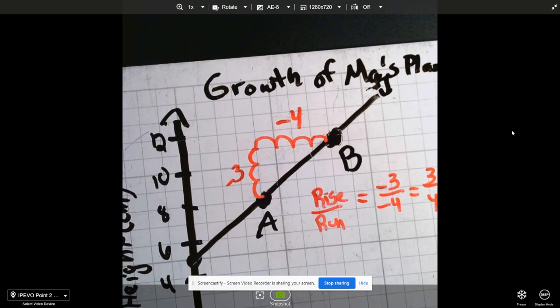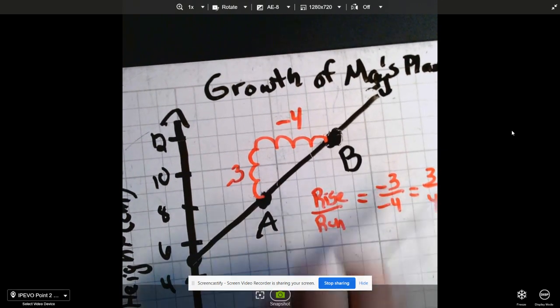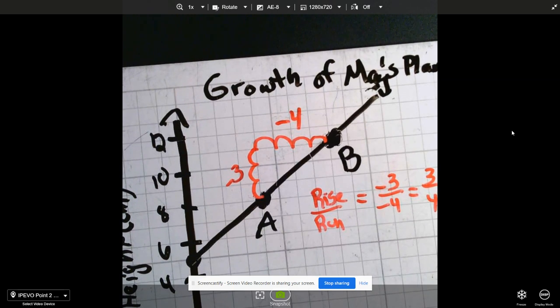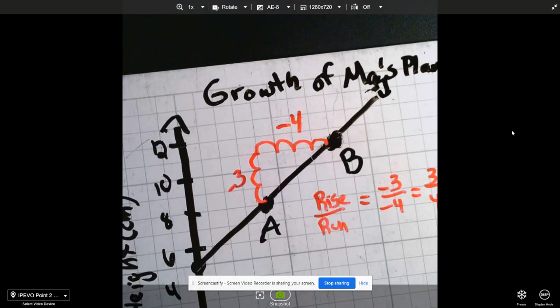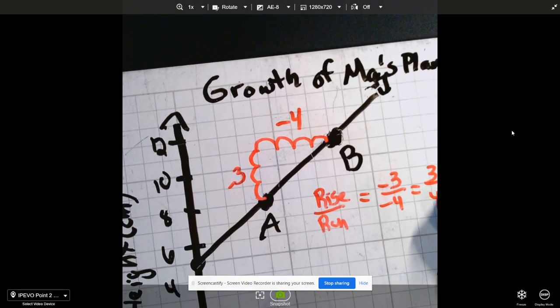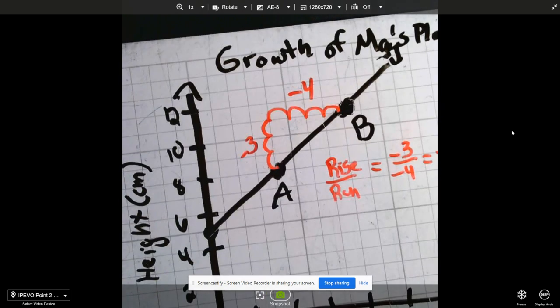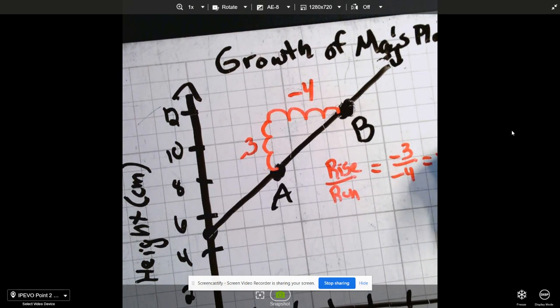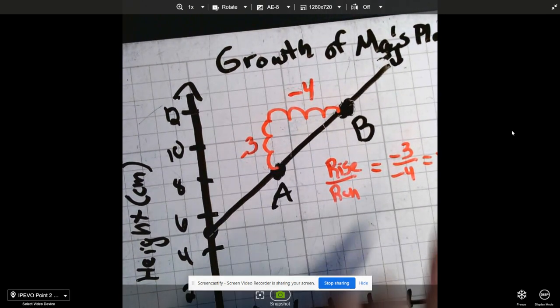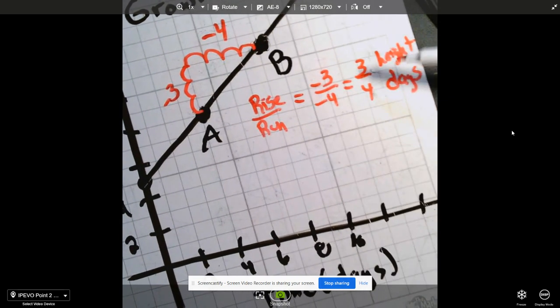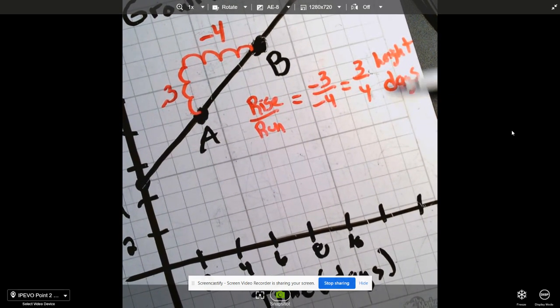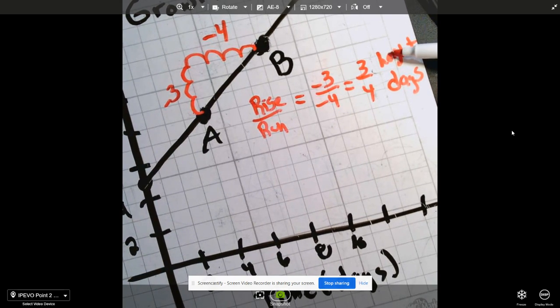And then the question asks, well, what does this mean? What does this 3/4 tell you? Well, remember, in words, your x-axis was time in days. So my x-axis here is my run. So this here would be days. And my rise, which is my height, would be my height. So what that tells me, you can see this, is every 4 days, my plant will grow 3 centimeters.